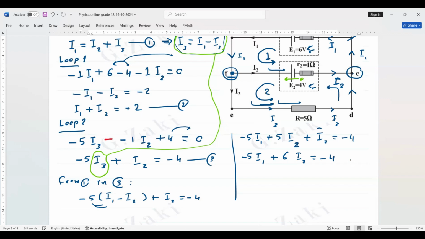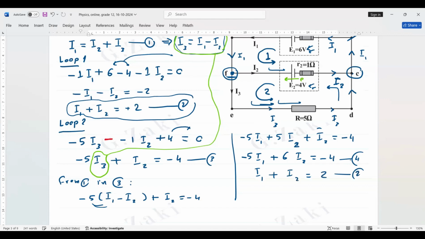This equation has two unknowns, I1 and I2, and equation 2 also has the two unknowns, I1 and I2. Put them one under the other. Then I1 plus I2 equals 2, that was equation 2. Now solve the two simultaneous equations by using the calculator.